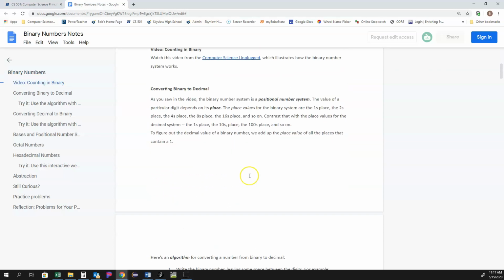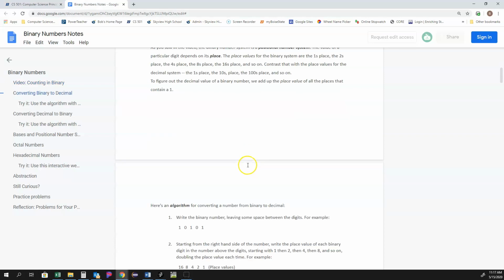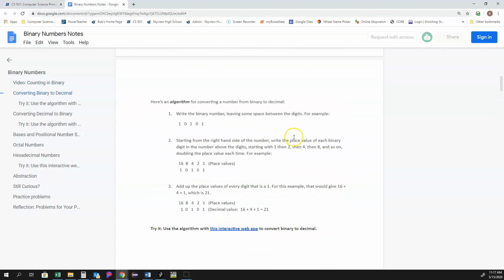So let's start talking about how the binary system is a positional number system. It has a place value, and each place value that you move to the left is twice as much as the place value to the right. Whereas in base 10 systems, as we move to the left from a 1 to a 10, from a 10 to 100, each jump is times 10. In base 2, each jump to the left is a multiplication of 2. And so let's start practicing a little bit.